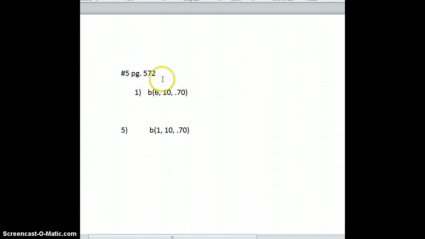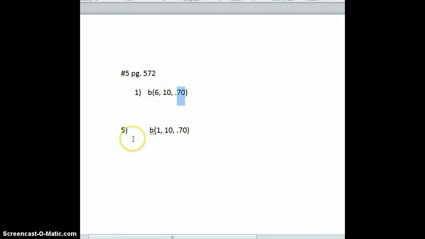Alright, for number 5, page 572, I refer back to number 1. You just need to use the binomial formula and plug in 6 for K. There's 10 trials or 10 kids, so N is 10, and then the probability of what we're looking at is 70%. So plug those numbers into the binomial formula.